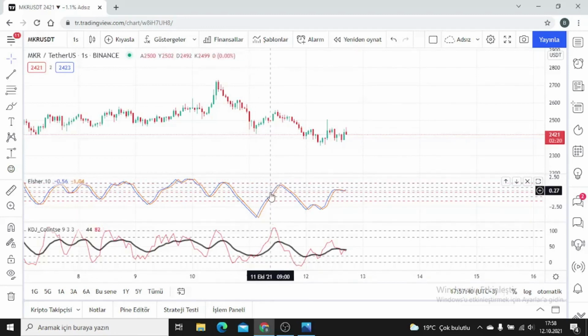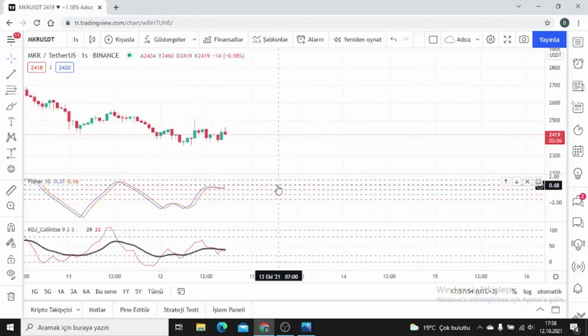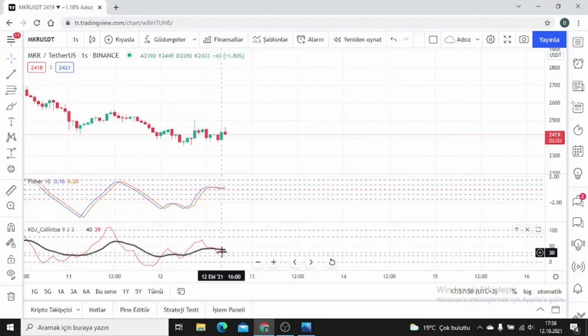Do not trade there. For example, look. Fisher has crossed here, but KDJ has crossed here before. Now a downward cross is formed. You know, there is no intersection here, you fall into a fake signal here. Pay attention to these. Now let me show you the scan of this strategy on Crypto Tracker, guys.